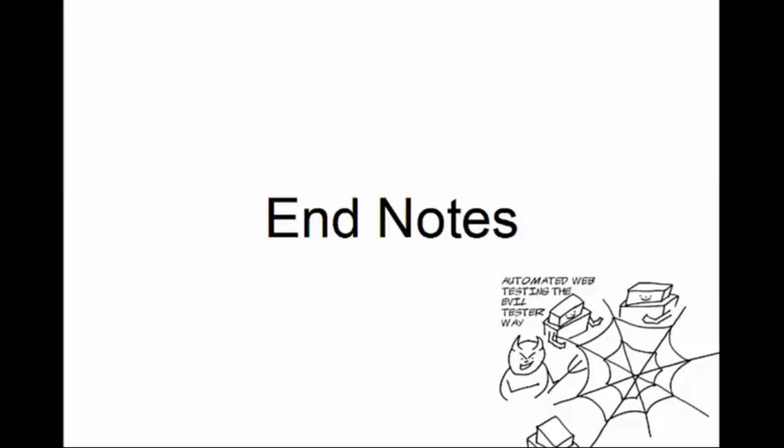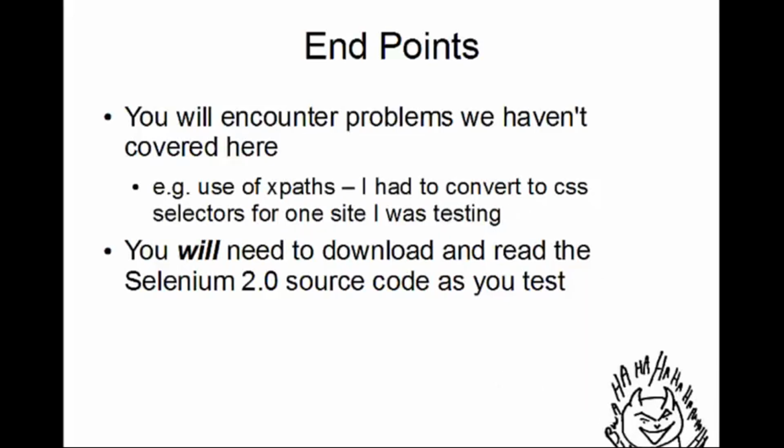And we're approaching the end now. When you use this live, you will undoubtedly encounter problems that we have not covered here. A simple example, using XPaths, I had to convert completely to CSS selectors for a site that I was testing. You will probably start with CSS selectors, but you may need to drop down to XPath. You need to learn all this stuff.